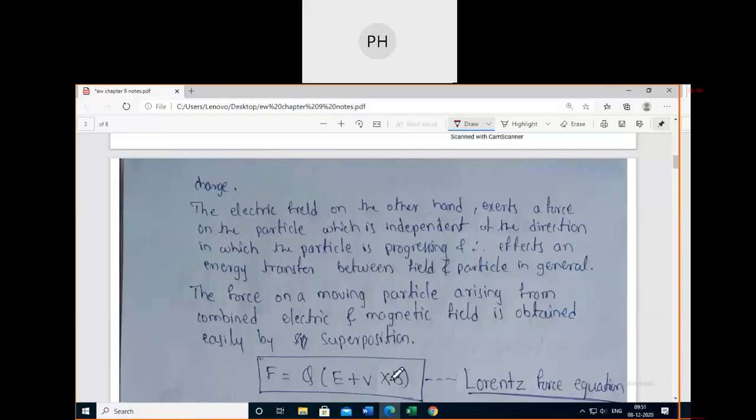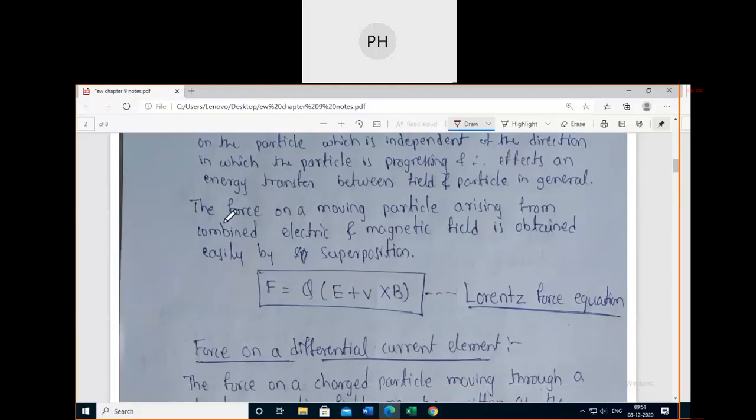The electric field, on the other hand, exerts a force on a particle which is independent of the direction in which the particle is progressing, and therefore effects an energy transfer between field and particle in general. So with the magnetic field we have to consider the direction, and with the electric field, irrespective of direction, the force will be there. The force on a moving particle arising from combined electric and magnetic fields is obtained easily by superposition.